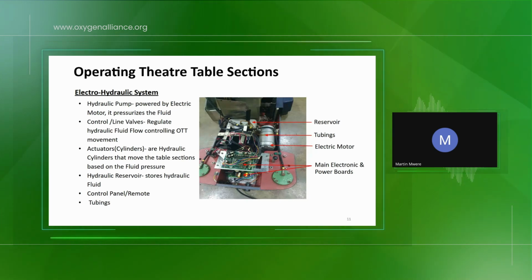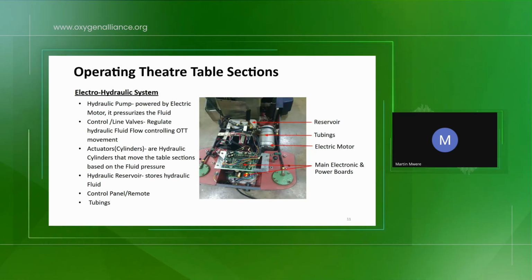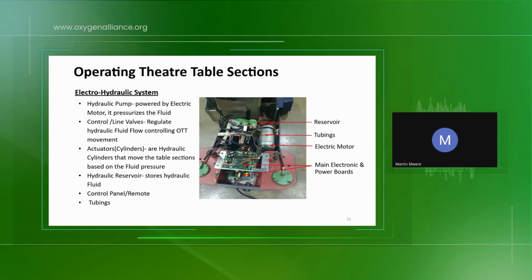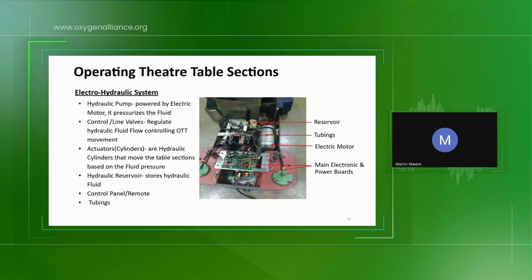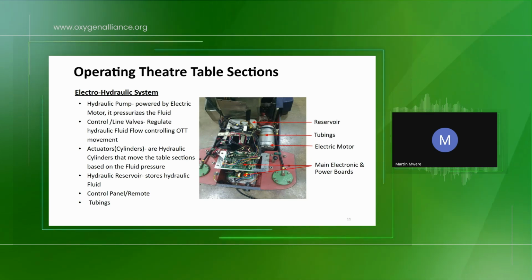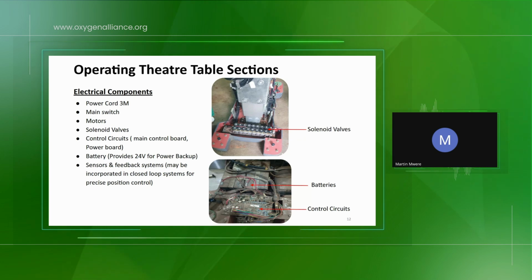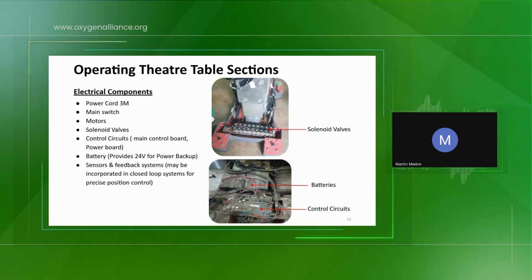We have the hydraulic reservoir, as I've shown you. We have the control panel or the remote, and we have the tubings. In other words, these are the parts which make the electro-hydraulic system. We have another section which we call the electrical components. You can see here the solenoid valve.